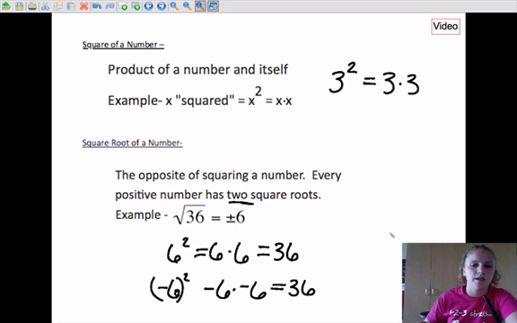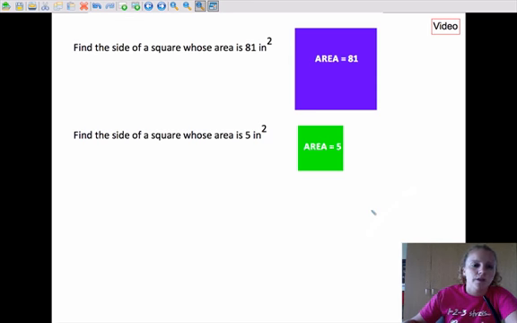In the same way, you cannot take the square root of a negative number. This does not exist. Okay? Because no number times itself will equal a negative. So we can use square roots and squares to find answers to equations.